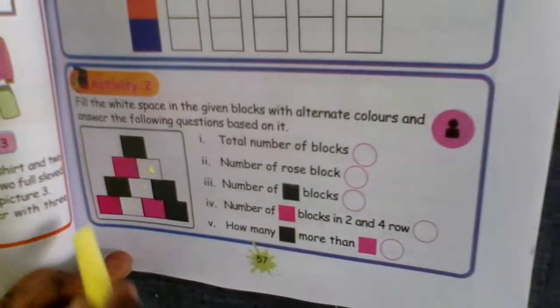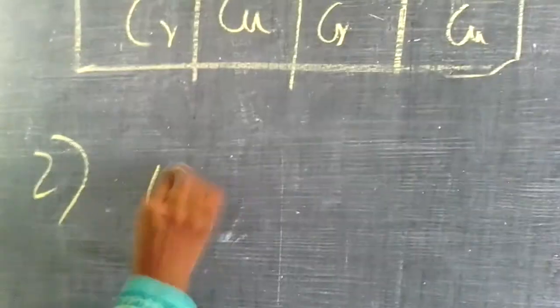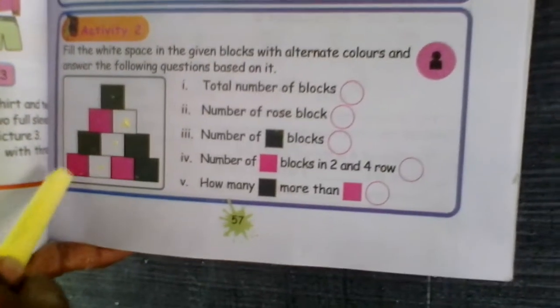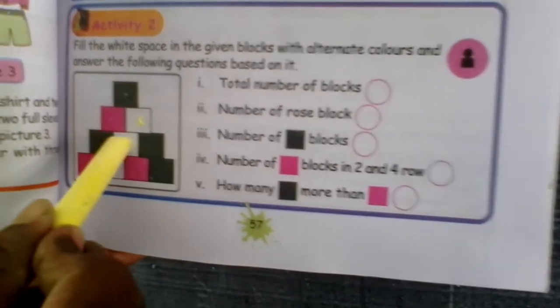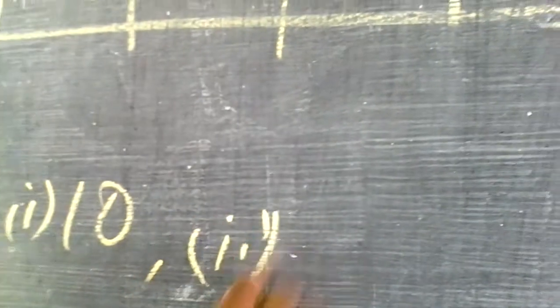Total number of blocks. How many are there? 1, 2, 3, 4, 5, 6, 7, 8, 9, 10. Right? 10 is there. So the answer is 10. Next question. Number of pink blocks. So how many are there? And you are going to fill that also, you have to think. 1, 2. Here you will get 1 pink. Right? 3, 4. So the answer will be 4.